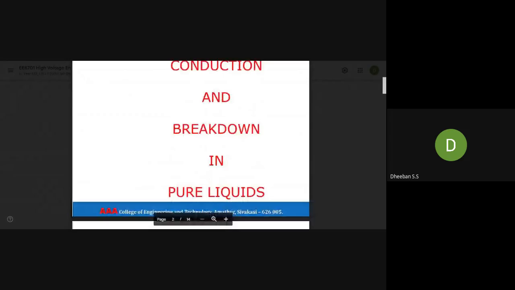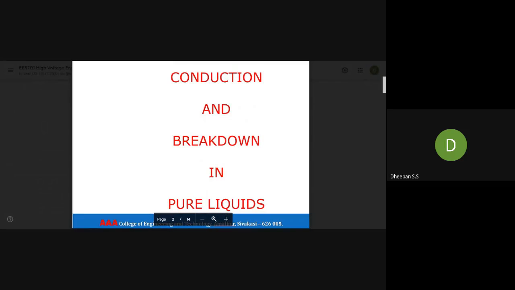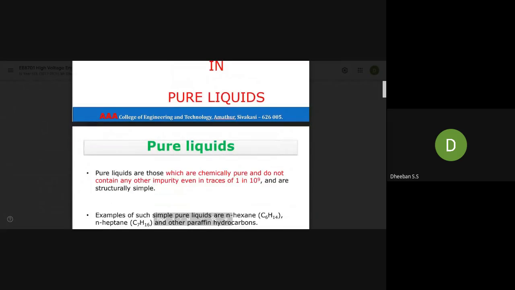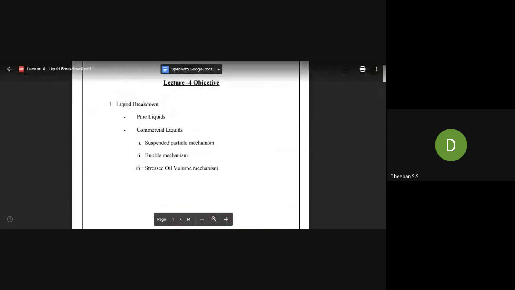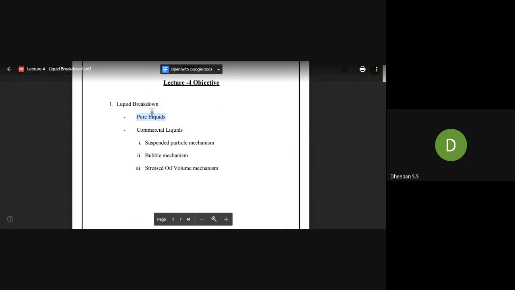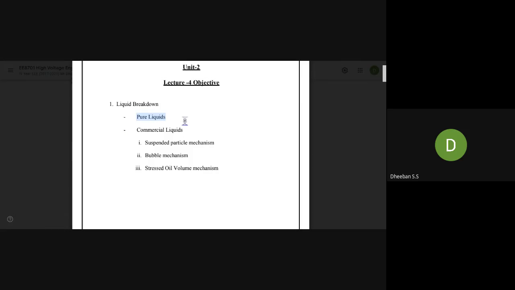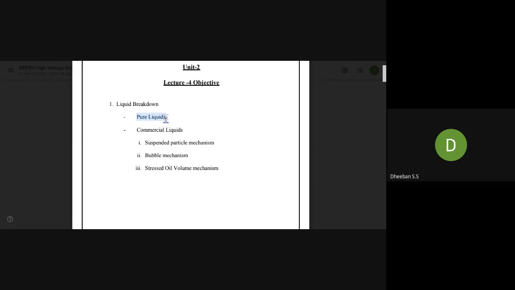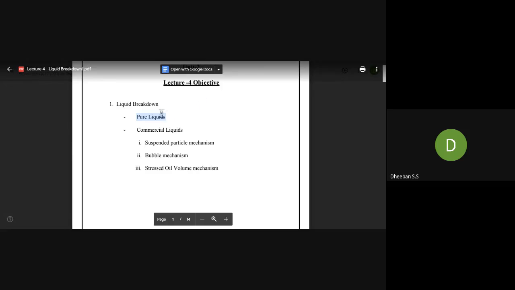So this is the heading: conduction and breakdown in pure liquids. First we'll be getting into the pure liquids. Before going into them, you have to know what is meant by pure liquids and commercial liquids, and the difference between them. In day-to-day life, pure liquid is like raindrops coming directly from the atmosphere to the earth's surface, followed by distilled water. Those are examples of pure liquids.